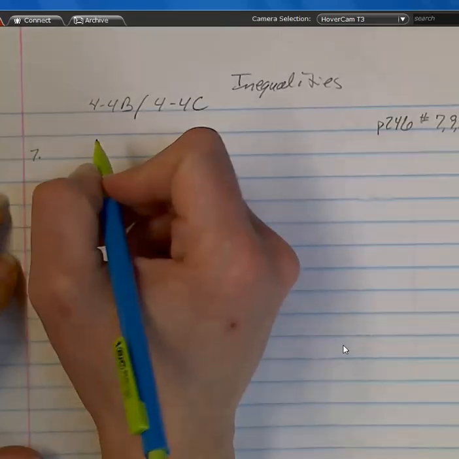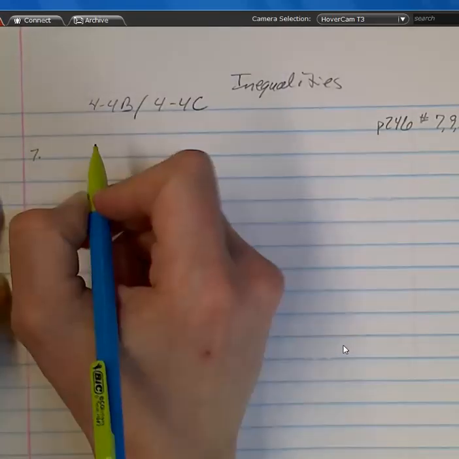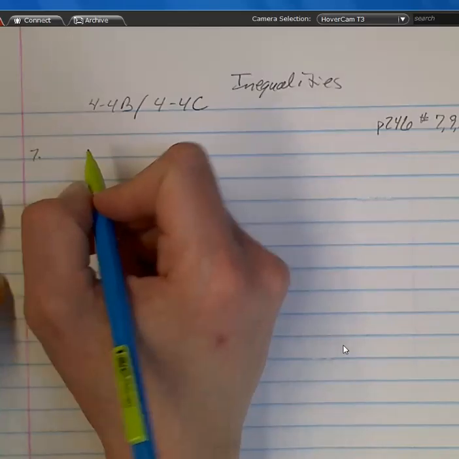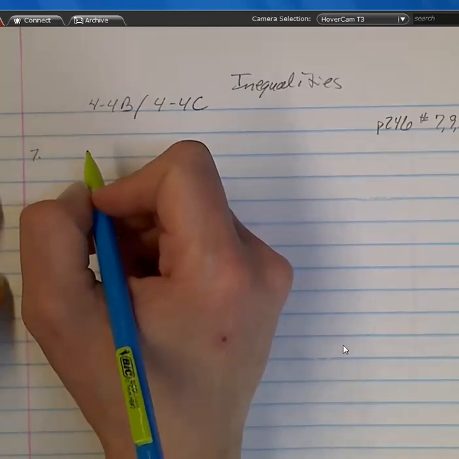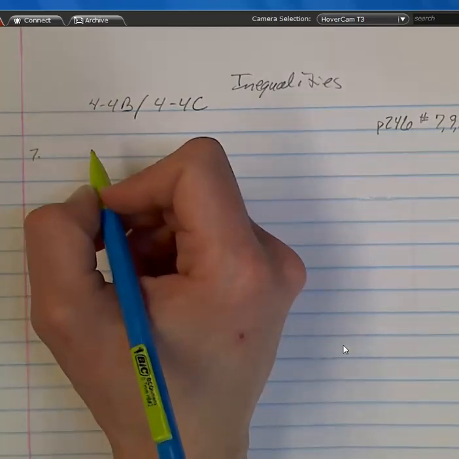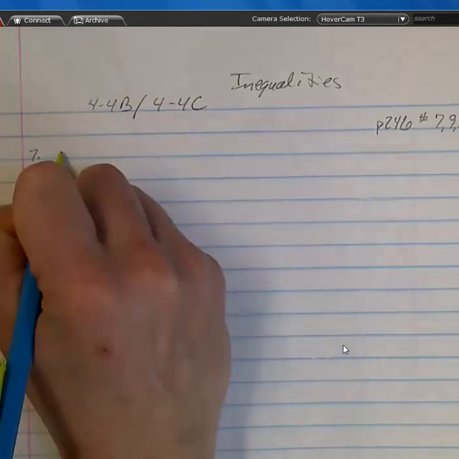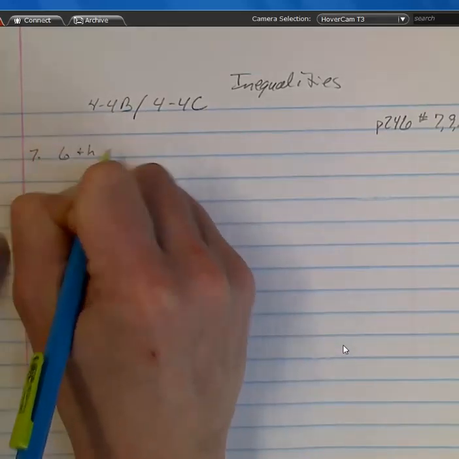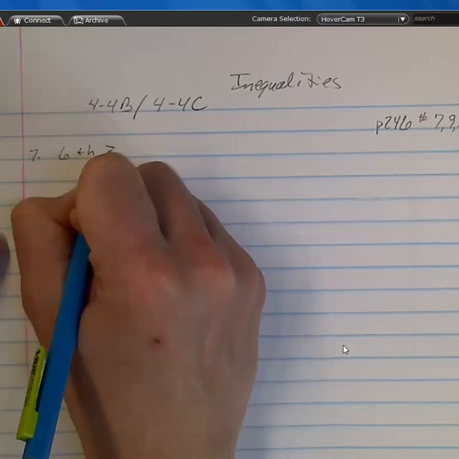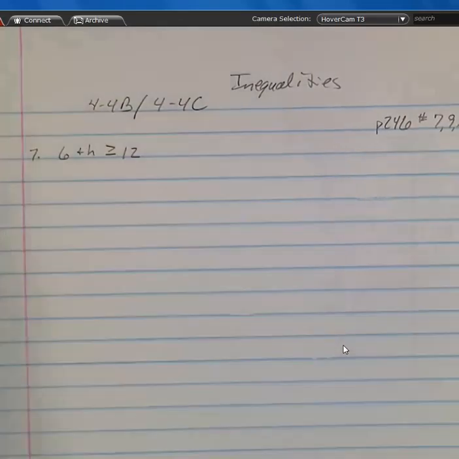So I'm on the bottom of 246, and number 7 says solve each inequality and graph the solution set on a number line. And I gave you a number line paper, so you need both. The first thing we're going to do is solve it. It says 6 plus h is greater than or equal to 12. So you're always going to copy the equation first.